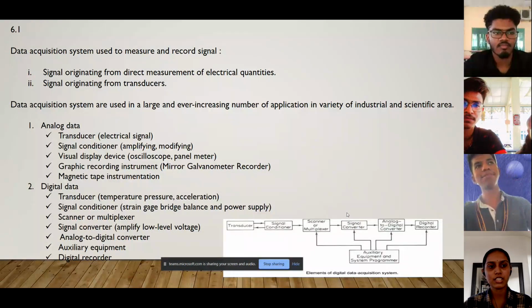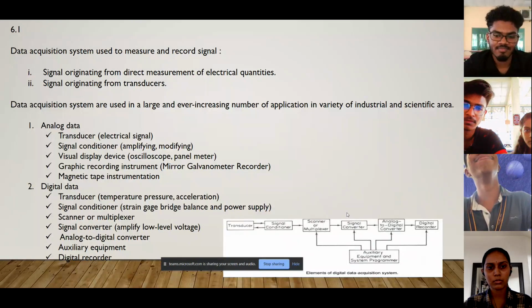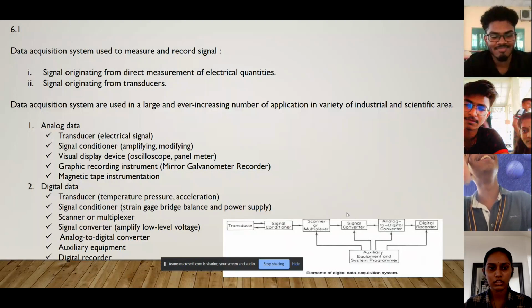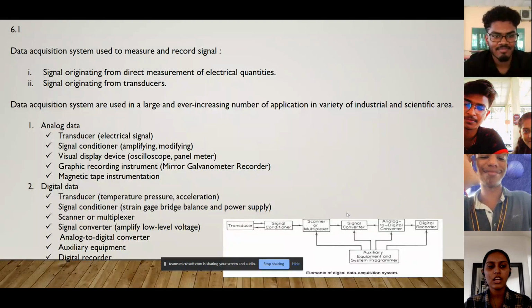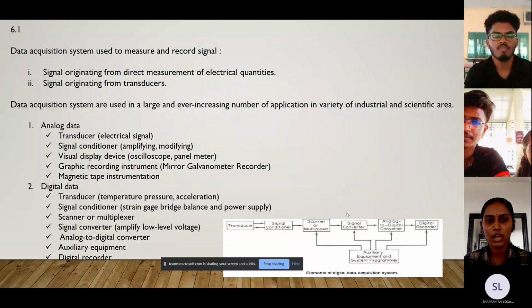6.1 Data acquisition system used to measure and record signal. Signal originating from direct measurement of electrical quantities. Signal originating from transducer. Data acquisition systems are used in a large and ever-increasing number of applications in a variety of industries and scientific areas.